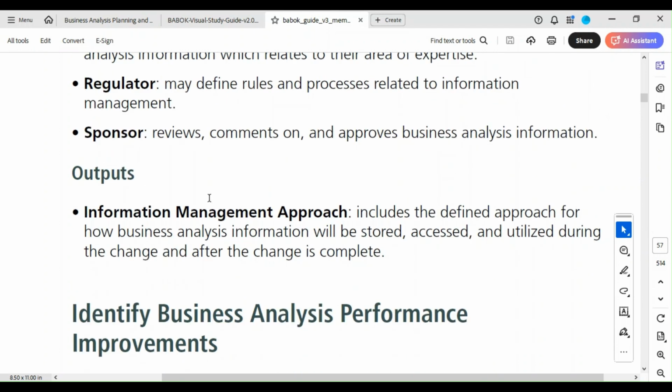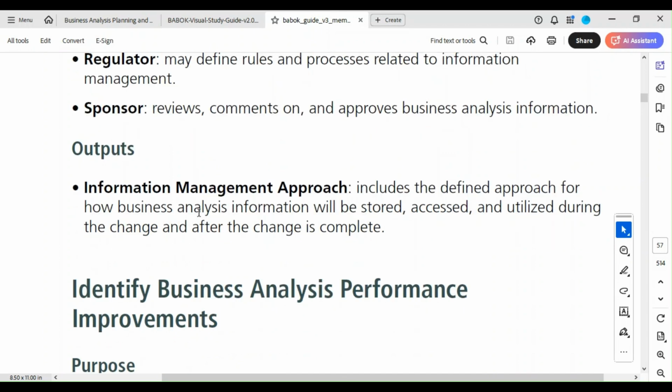This will tell you, maybe when you are dealing with requirements or products that are already live in production, you cannot show it to this group, or people should not have access to it. Or maybe you can't record it in a meeting when a developer is sharing a live environment, because you have people's information on that system. Sponsor reviews, comments on and approves business analysis information.